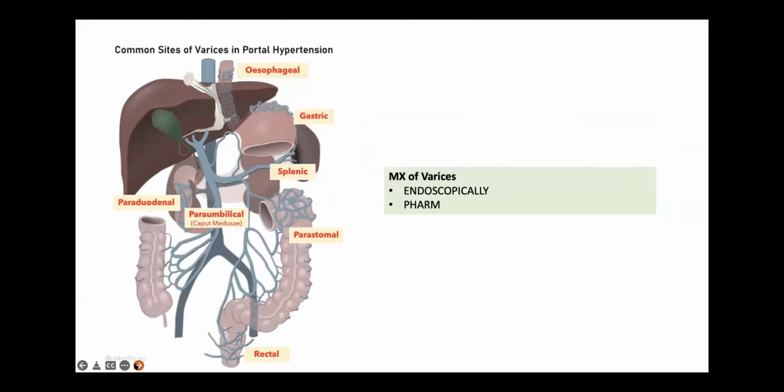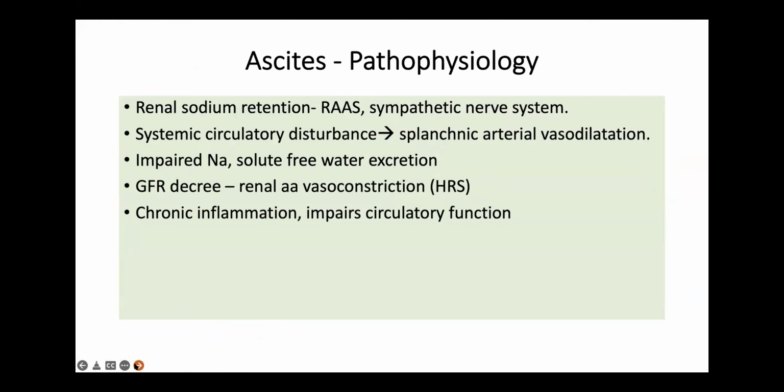Just as a reminder of the sites that we get varices and portal hypertension, it's not only the esophagus, you get gastric, splenic, you get paraduodenal, your paraumbilical, your caput medusa, and rectal, as well as patients with stomas, they can get peristomal varices. I was going to highlight more on the management of varices endoscopically and pharmacologically. I think I've touched on that briefly, but for time's sake, I'm going to not do that now. Moving on to ascites.